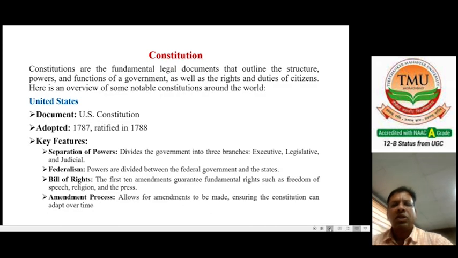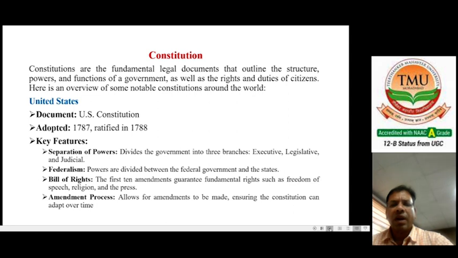Now come to the constitutions of the different countries. I am going to give a brief overview of the constitutions of different countries. Constitutions are the fundamental legal documents that outline the structures, powers, and functions of a government, as well as the rights and duties of the citizens. Here is an overview of some notable constitutions around the world.